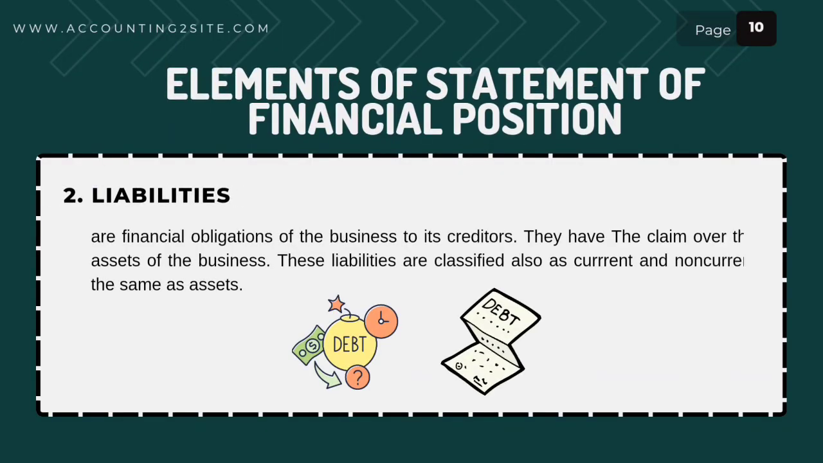The second element of the statement of financial position is liabilities. Liabilities are financial obligations of the company to its creditors. They have a claim over the assets of the business. These liabilities are classified also as current and non-current liabilities, the same as assets. Ibig sabihin ng liabilities ay isang obligasyon ng isang kumpanya na kailangan nilang bayaran sa kanilang pinagkakautangan.